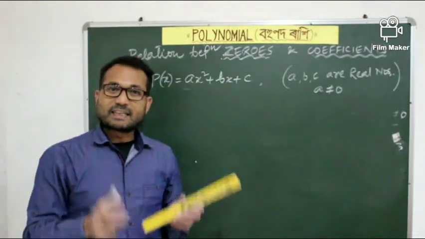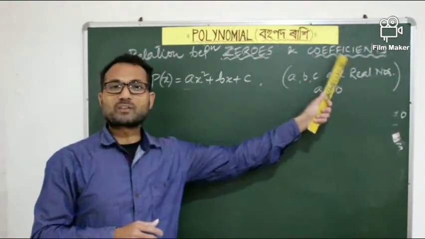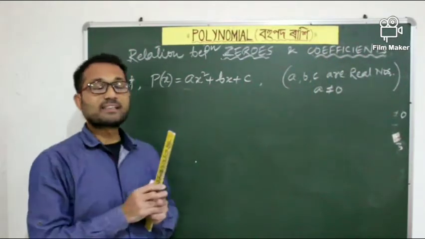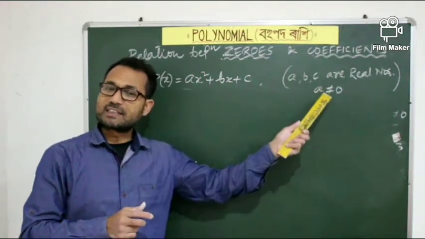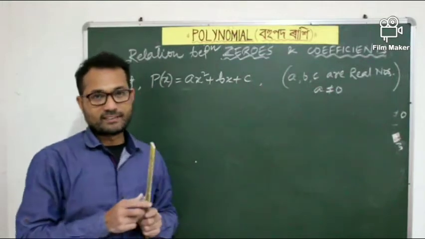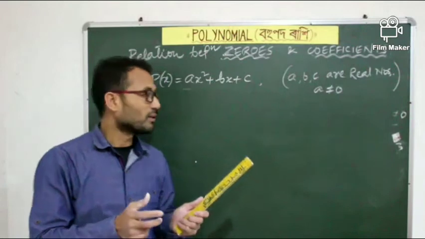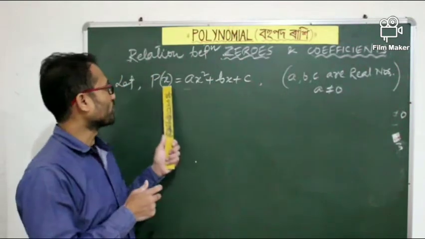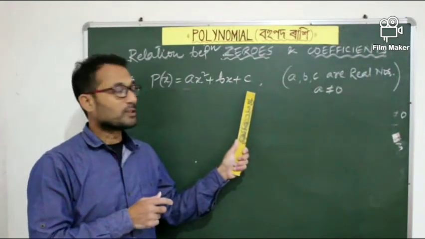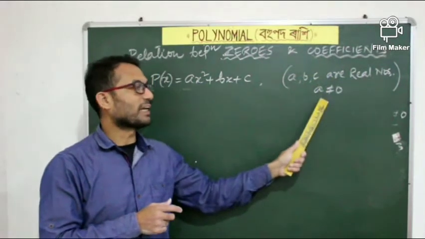Clear enough? Now we will discuss the relation between the zeros and coefficients of a quadratic polynomial. Okay? So to discuss the relation between zeros and coefficients of a quadratic polynomial in x, we are considering here the standard form of a quadratic polynomial. We know that the standard form of a quadratic polynomial is ax squared plus bx plus c, where a, b, c are real numbers, and a is not equal to 0.